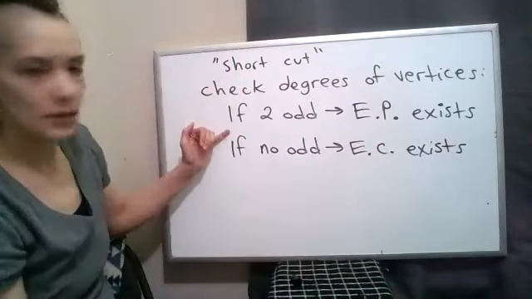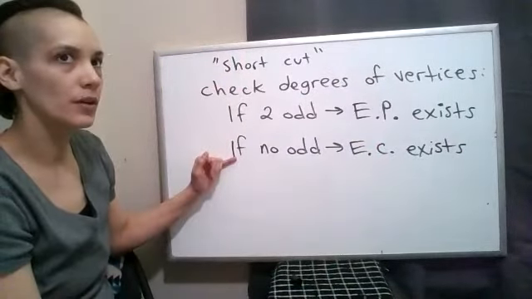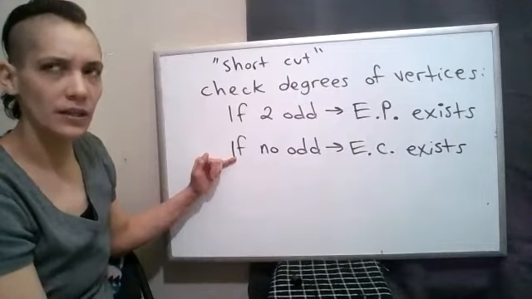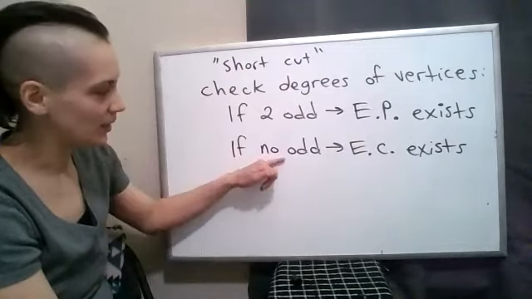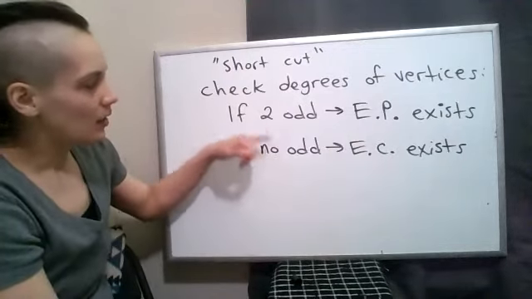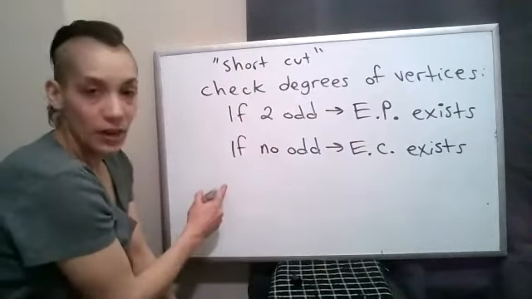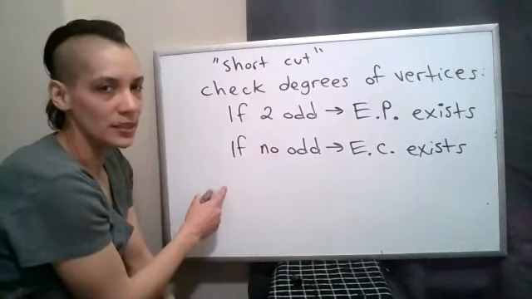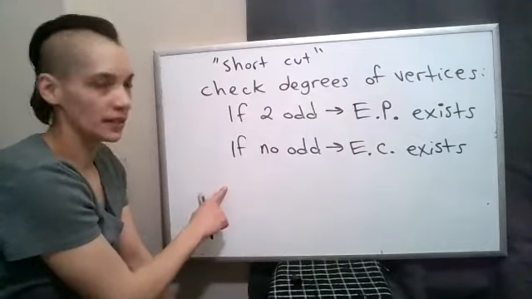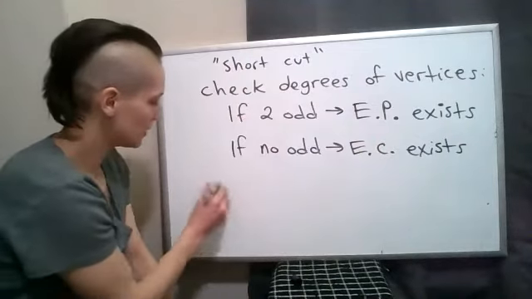Okay, if there's no odd vertices, meaning it's all even, then there's a circuit. More than 2 odd is the other option, which means you don't have an Euler path or circuit, so neither of them exists.